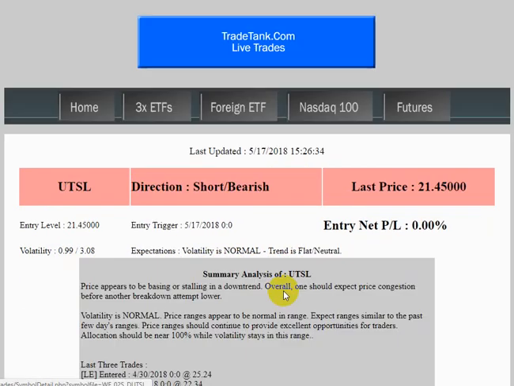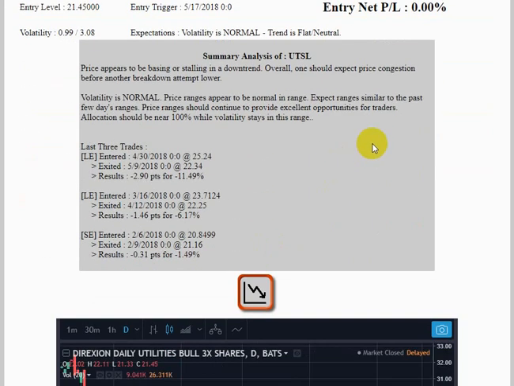So we take a look here at UTSL. Here's an example of a series of losers. Even though it's telling us it's short, the last couple of trades haven't been fantastic.